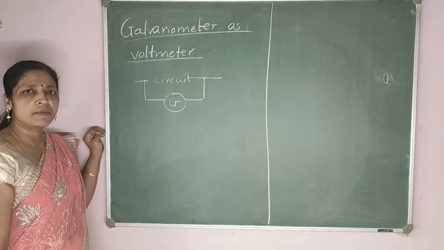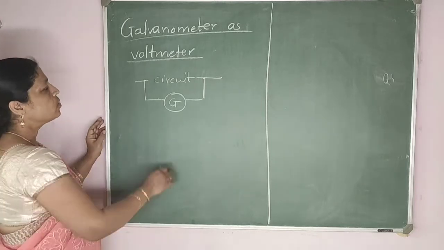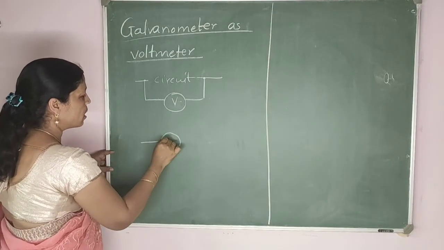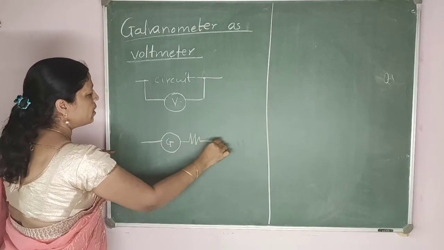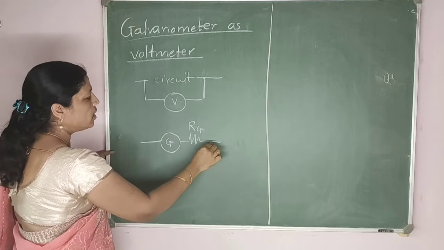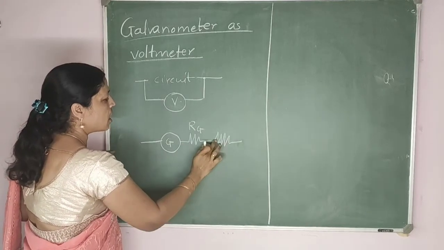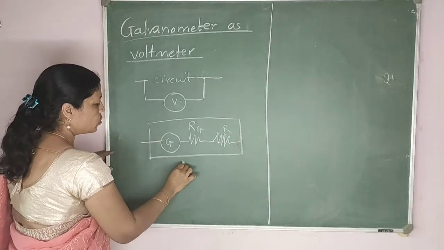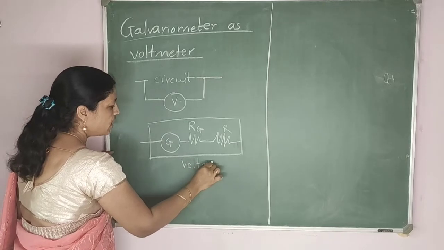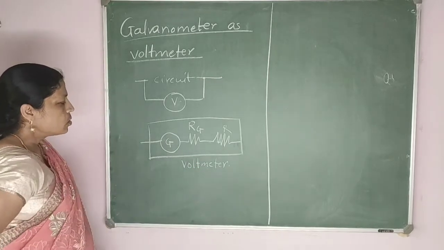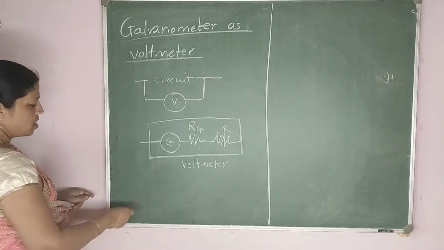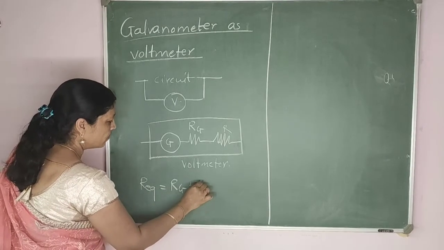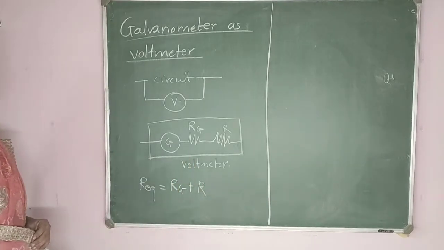So how can the galvanometer be converted into a voltmeter? Take our galvanometer, with its resistance written as Rg, and connect one more large resistance R with it. Now this arrangement will act as a voltmeter. So what is the equivalent resistance of this? R equivalent is Rg plus R. And now we can use this as a voltmeter.